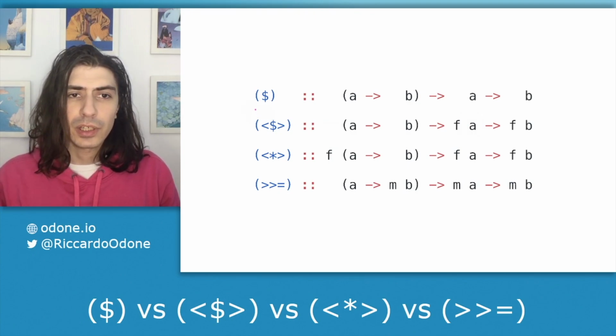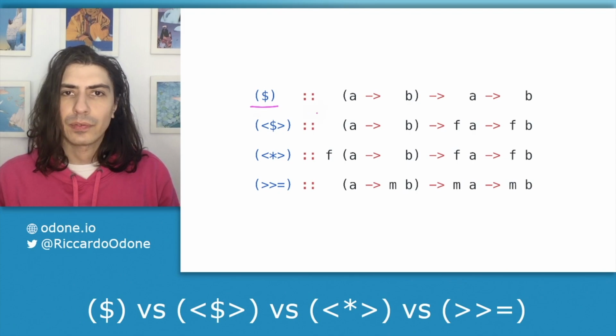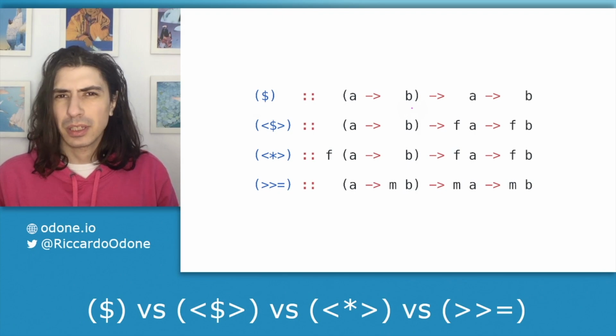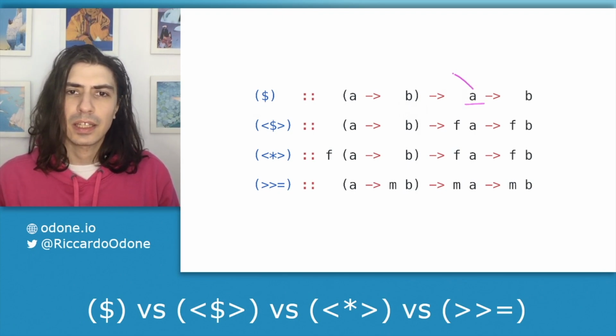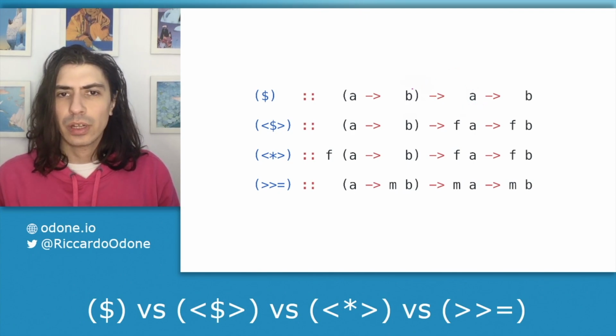So in a previous video, we talked about the function application operator. And we also said that its implementation is kind of simple. It takes its second argument and applies it to the step function, which is its first argument, to generate the output B, which is what we need.